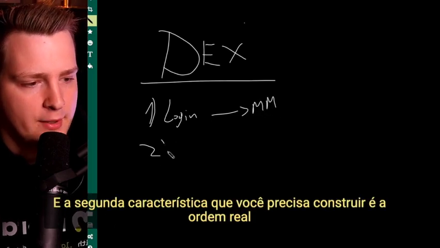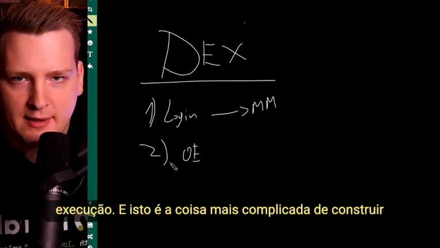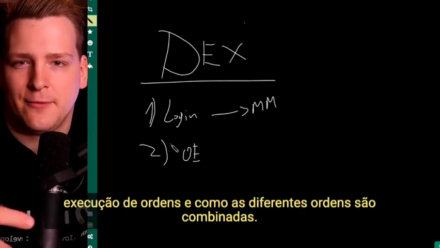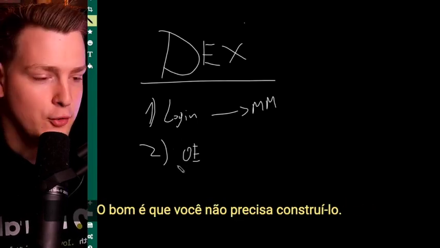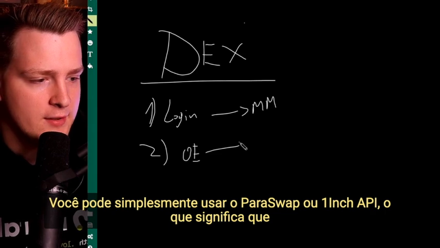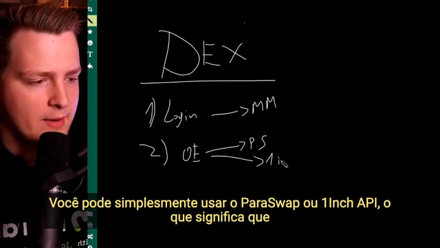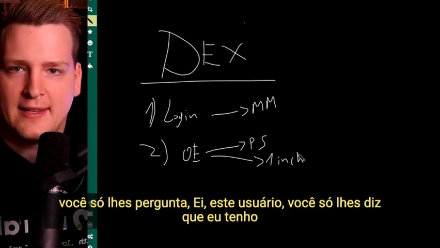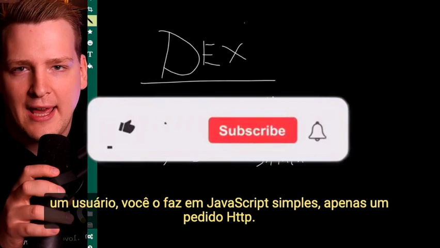And the second feature you need to build is the actual order execution. And this is the most complicated thing, to build order execution and how different orders are matched, or you have liquidity pools and so on and so forth. The good thing is that you don't have to build it. You can just use Paraswap or 1inch API, which means that you just ask them. You do it in plain JavaScript, just an HTTP request.